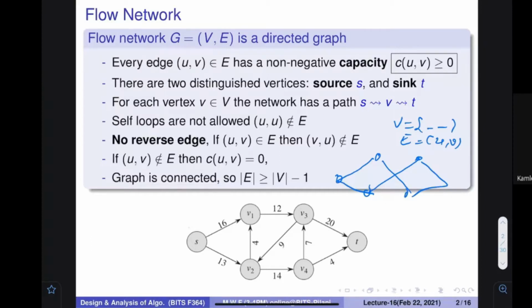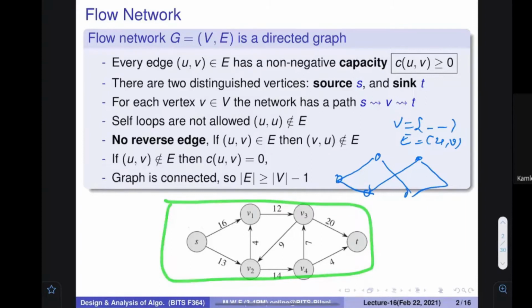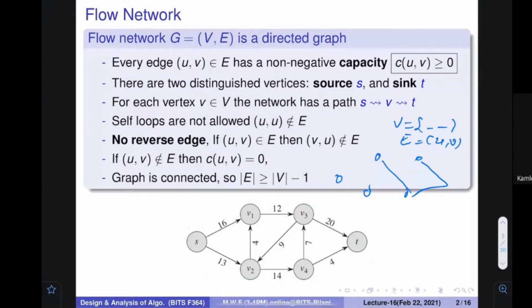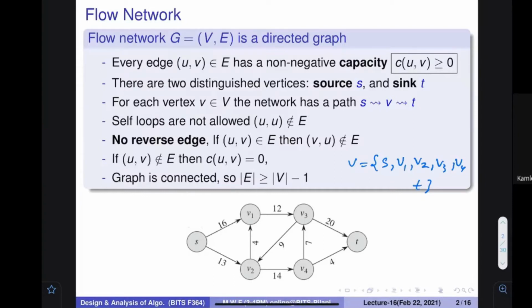So here is an example. How many nodes do we have? Any idea? Six. Okay, great. So we can write V equal to V1, V2, V3, V4, and T. We are going to talk about graphs where this particular set of vertices contains two special kinds of nodes, and we are going to call them S and T. S means source and T means sink.